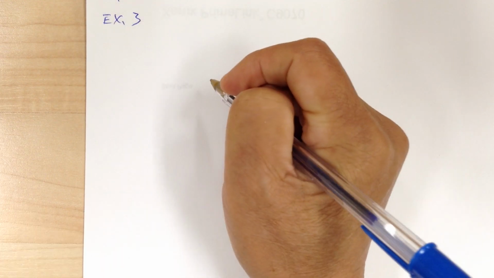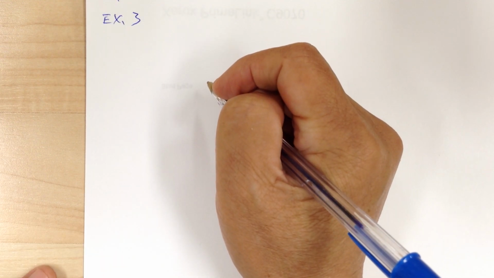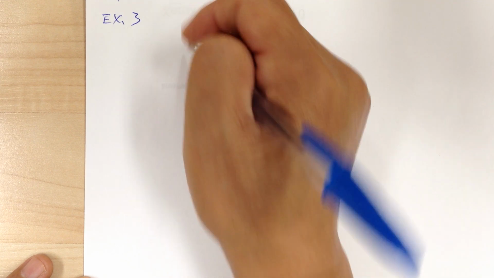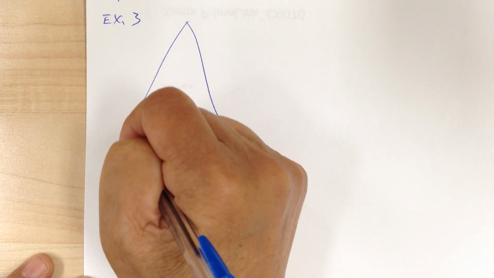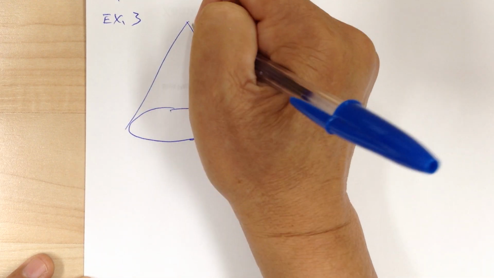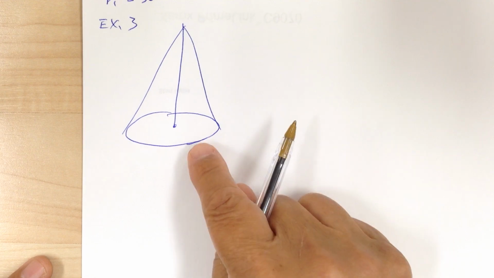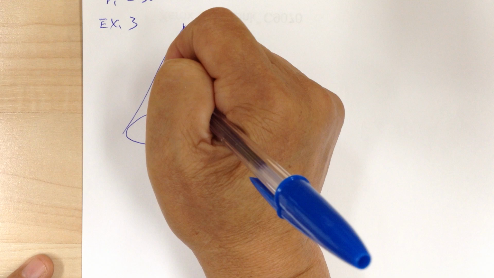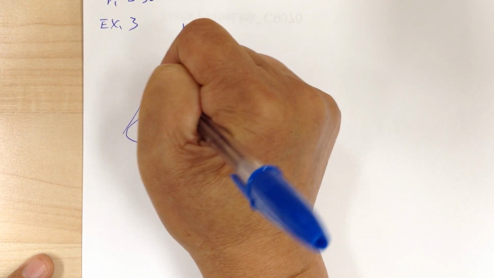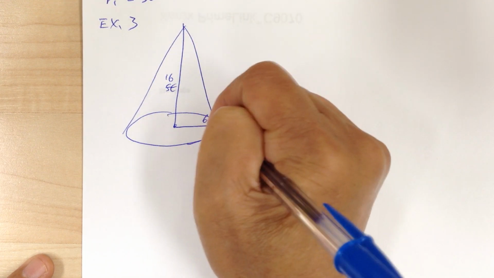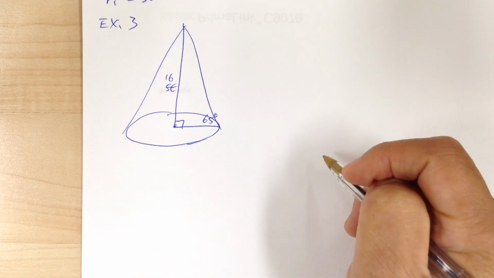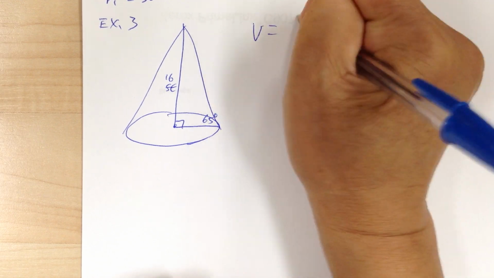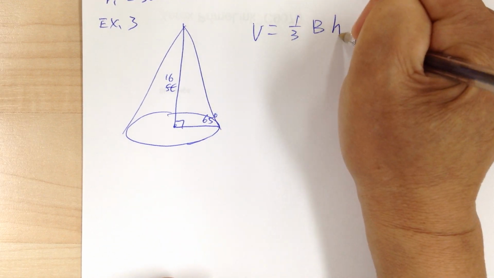Example 3 says to use trigonometry to find the volume of a cone. So it says find the volume of the right cone. You want to draw a picture that's big enough so that you have room to label your numbers. So this is 16 feet, and this is 65 degrees. Again, to find the volume, right away you write down the formula. So volume equals 1/3 base area times height.